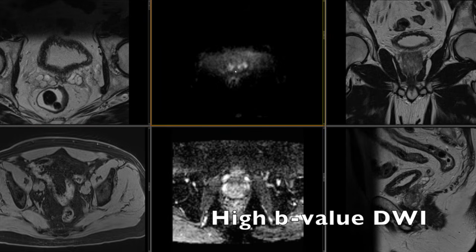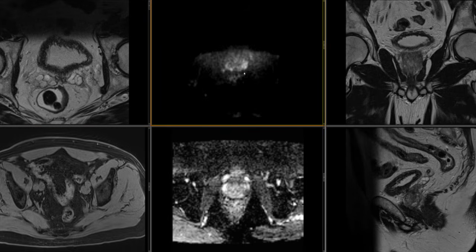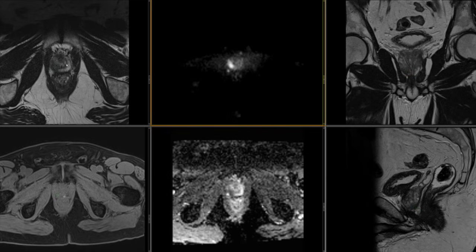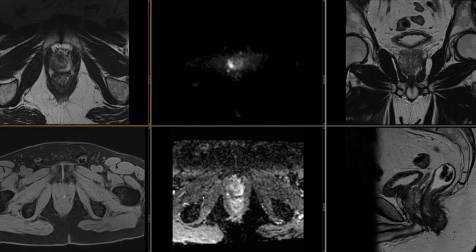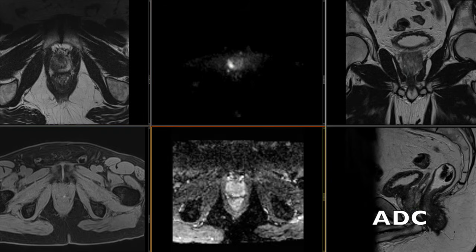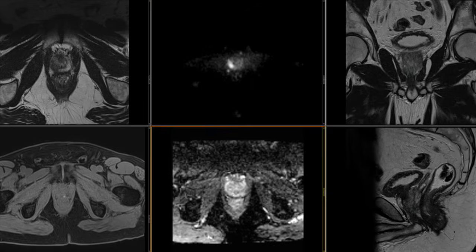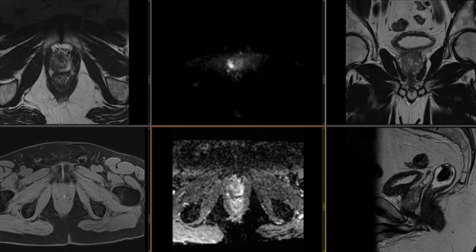Then I'm looking at my high B-value DWI images. Right away, you'll notice that there's something quite bright here. And when I cross-correlate, it corresponds to the T2 signal abnormality I saw earlier. And if I look at my ADC map, normal prostate is pretty bright, and this is pretty dark.